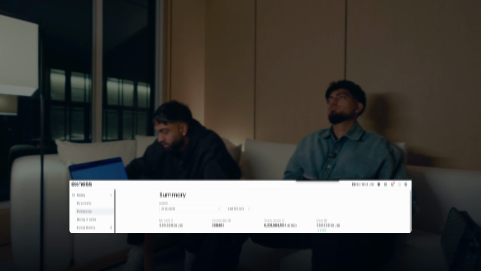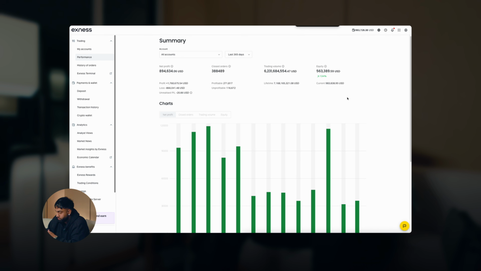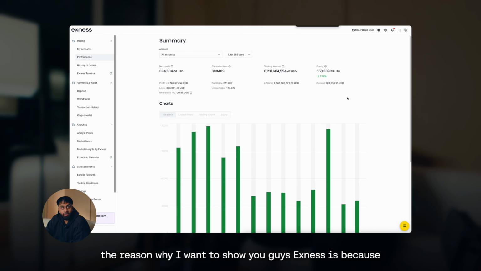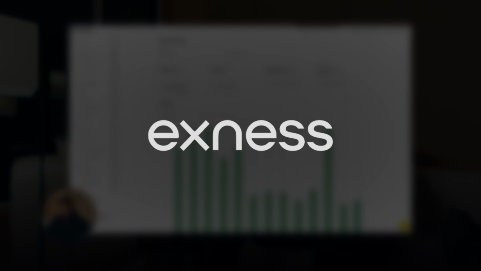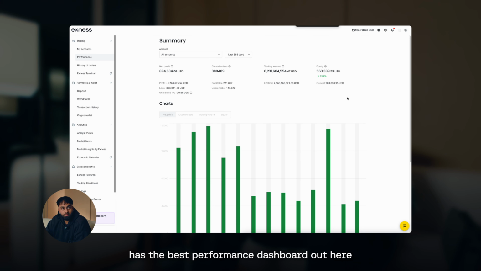He's gonna go over this right now. Actually, hold on. Let me show you quickly. So, the reason why I want to show you guys Exness is because we only work with a handful of brokers, and our EA is designed for MetaTrader 4 only. So, Exness is one of these brokers that kind of has the best performance dashboard out here.